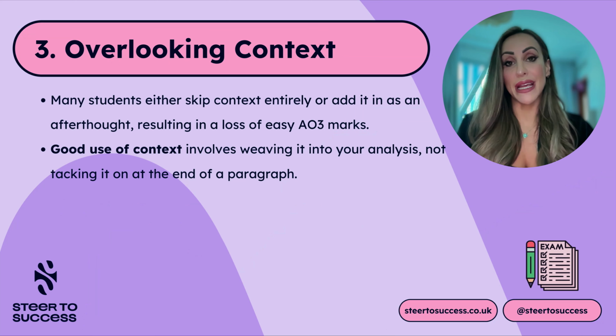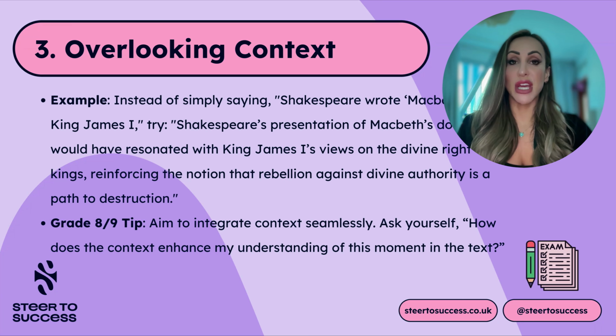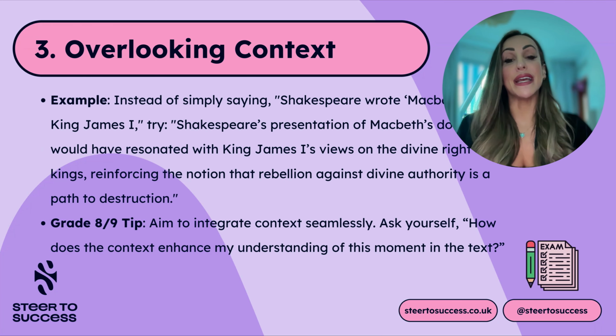So think about where you're placing the context and use context to extend your thinking, and as I said, not as a bolt-on. So as an example, instead of simply saying Shakespeare wrote Macbeth for King James I, you could try saying Shakespeare's presentation of Macbeth's downfall would have resonated with King James I's views on the divine right of kings, reinforcing the idea that rebellion against divine authority is a path to destruction. So using that context to develop your ideas and really exploring the context in more detail than one simple statement.